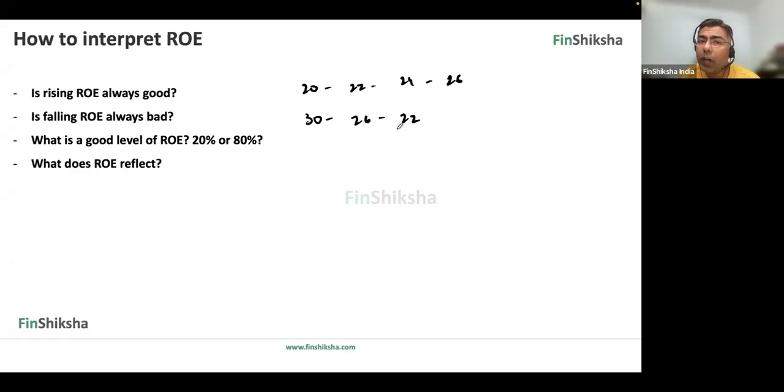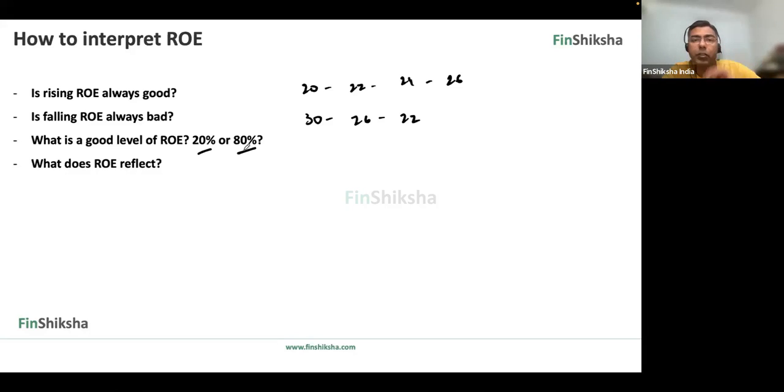Now, what is a good level of ROE? You would assume that higher the ROE, the better it is. But at what point do you basically consider it's good enough, right? And at what point does that good enough start becoming abnormally high, right? So is 20% good, or is 80% a good number? How do you define it? Of course, 20% would be reasonably good. Given a choice, you would want 80, but is 80 correctly reflecting the entire situation or not? That needs to be understood as well, right? And the final point is, what does it reflect, right? What is it exactly telling you?